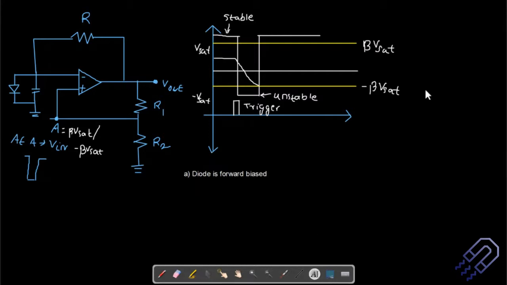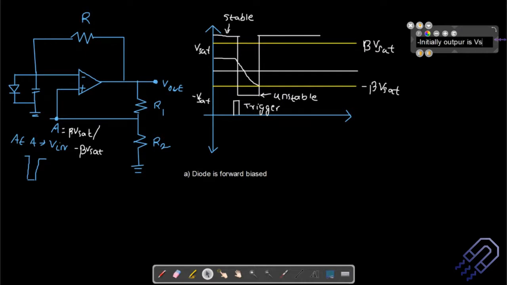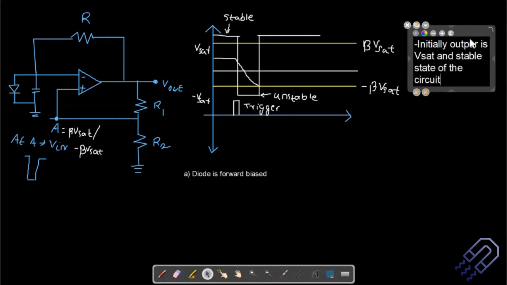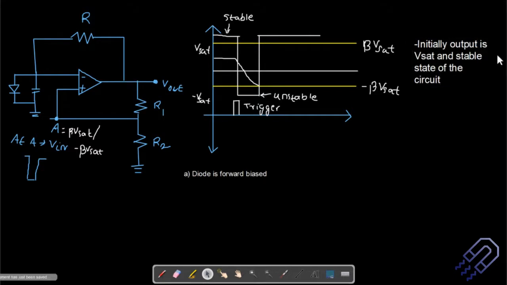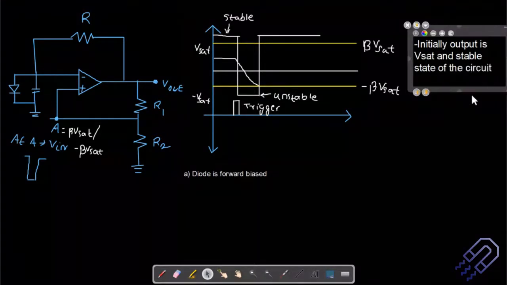By the way, before I do this, I can just write down the initial conditions. Initially, the output is reset. The output is in negative saturation, and this gives me the stable state of the circuit. So that's the initial condition. Let's try to remember this. When you write down, you can take these sentences and put them in the right place.